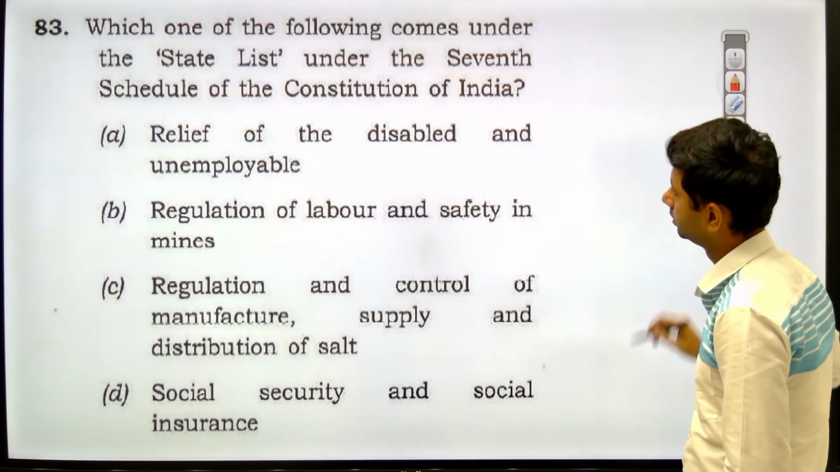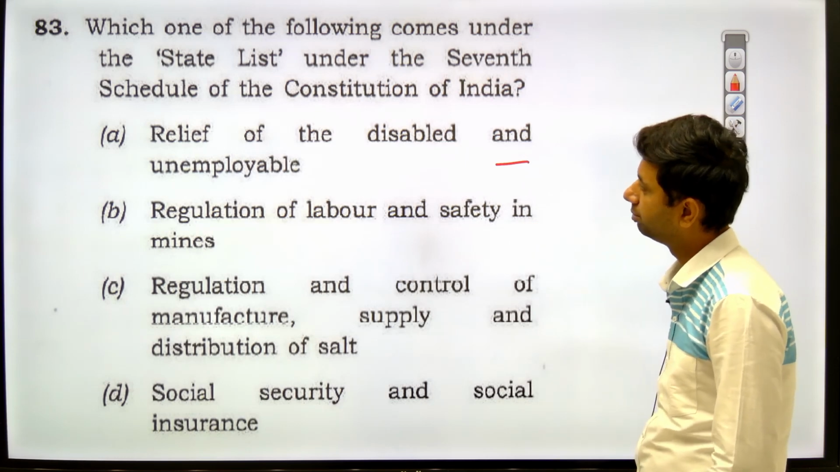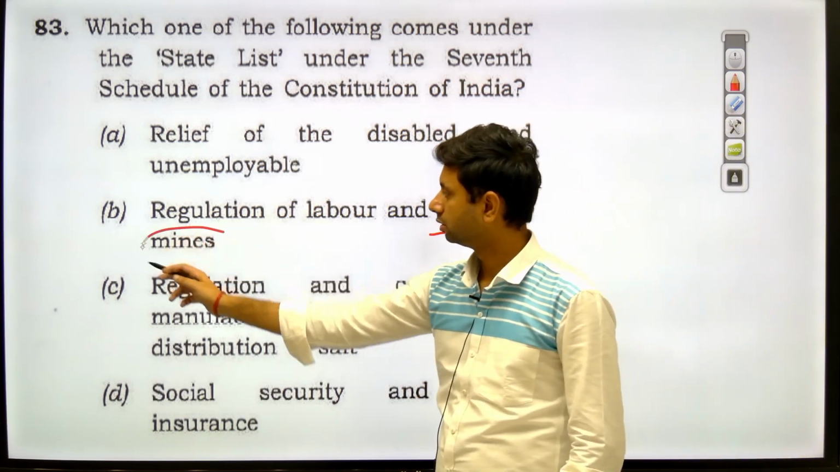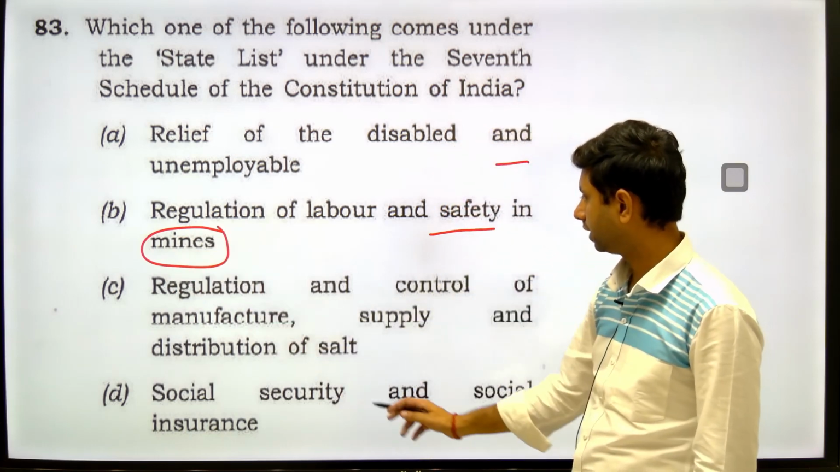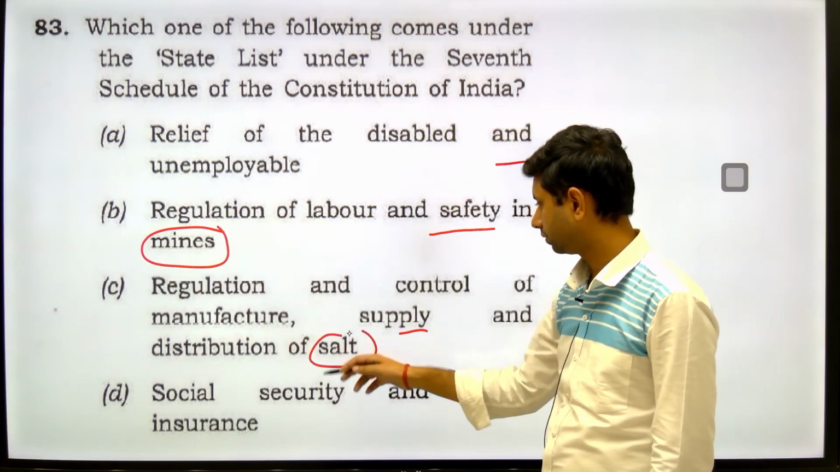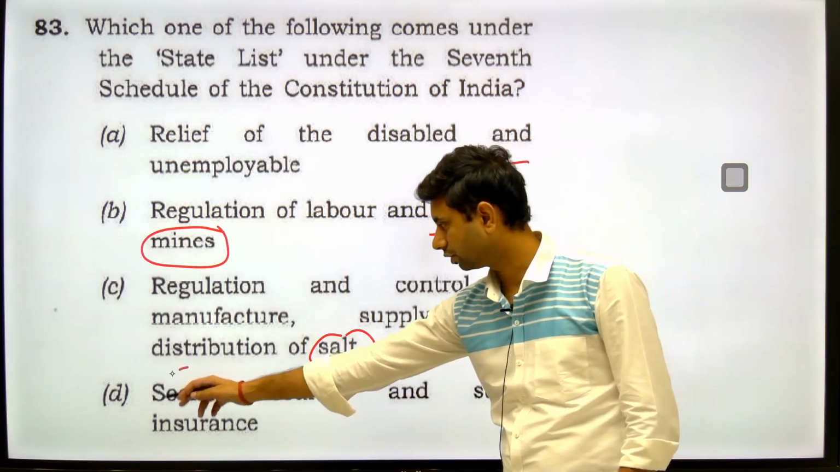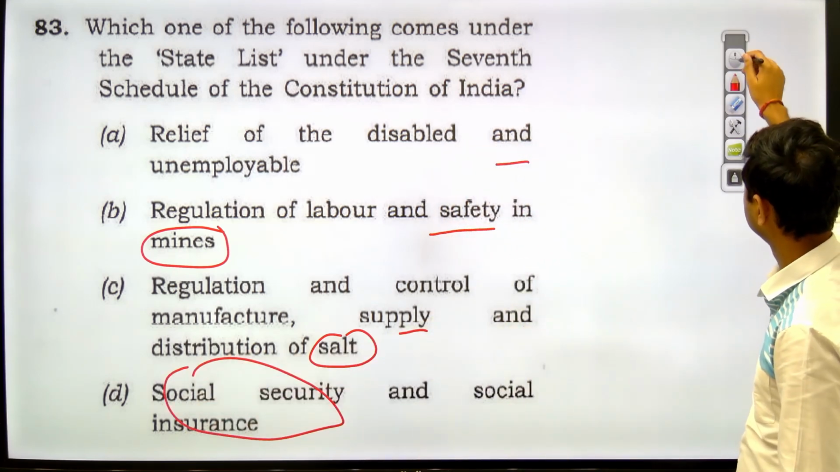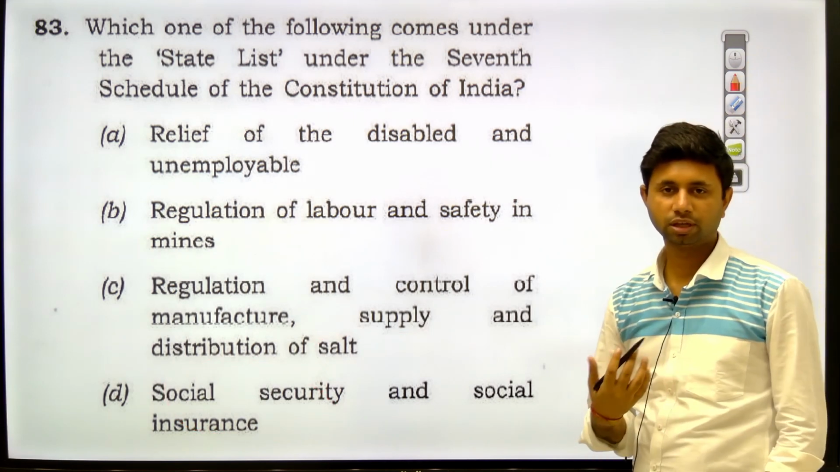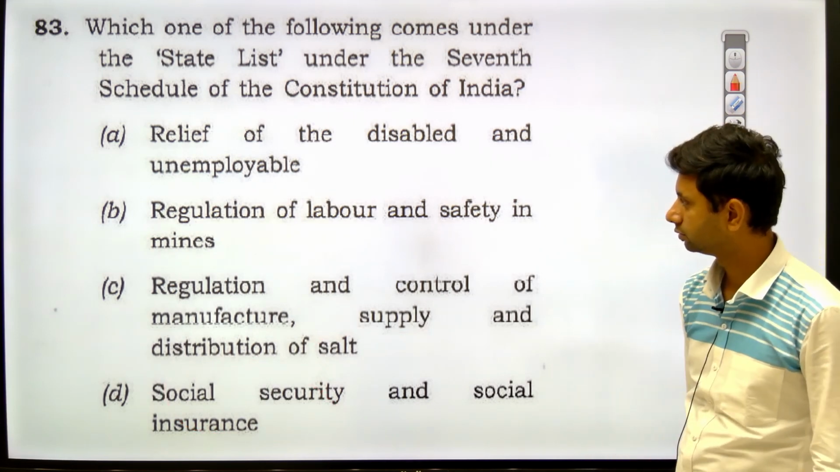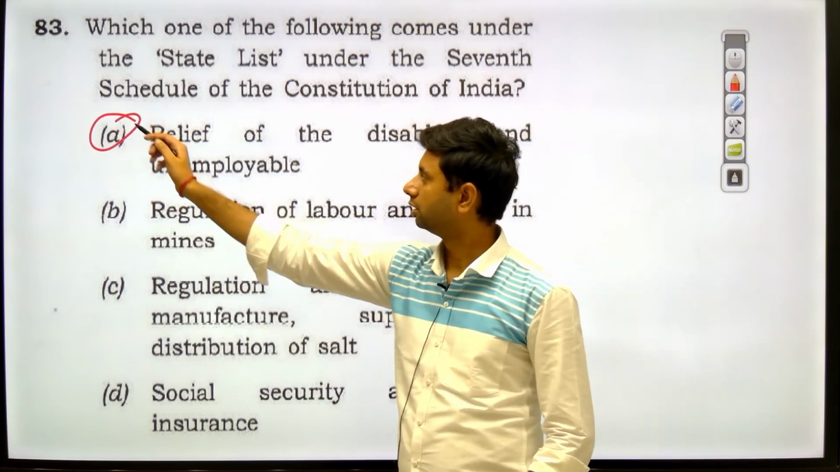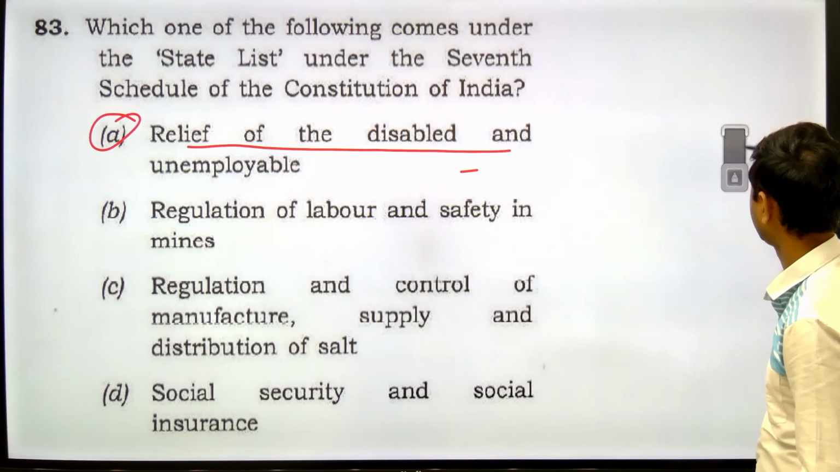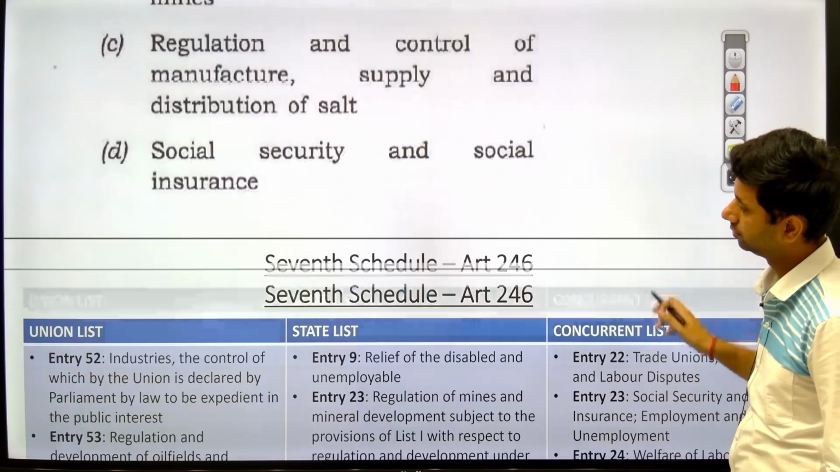The first option is relief of the disabled and unemployable, regulation of labor safety in mines, regulation and control of manufacture, supply and distribution of salt, social security and social insurance. Think about what option can be correct. So actually the answer is relief of the disabled and unemployable. So let's see the answer.